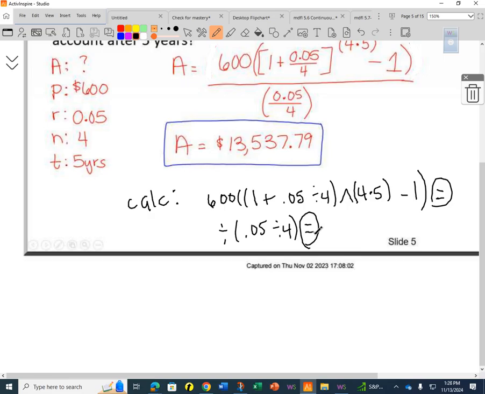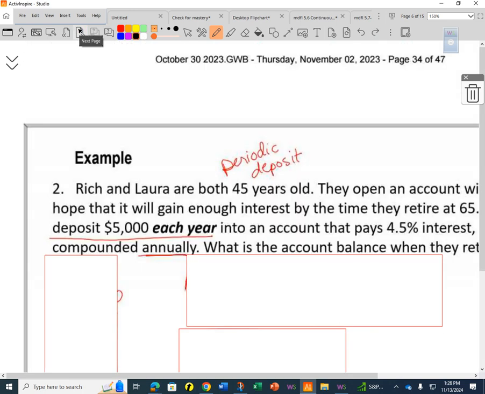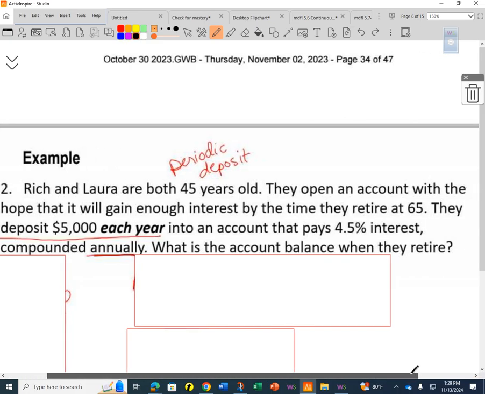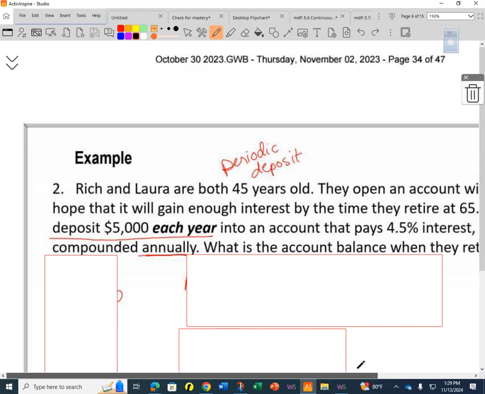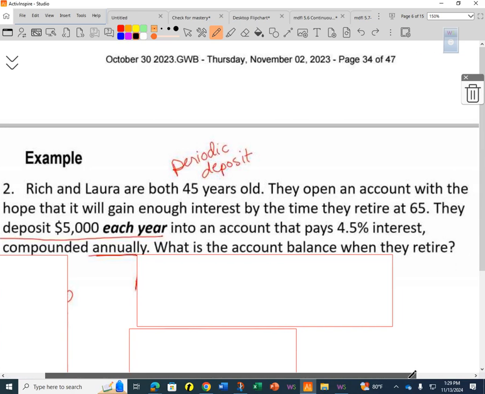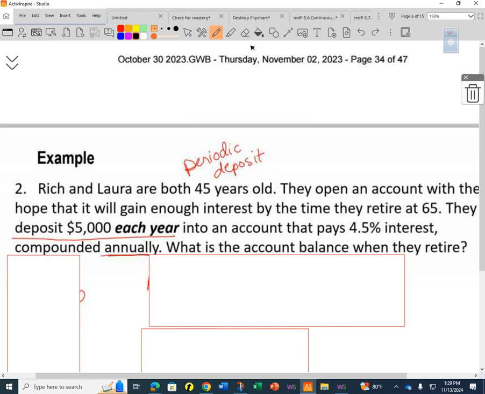This one's on version 2, right? Any questions on this one? Did you get it? All right. So now, Rich and Laura are both 45 years old. This is very similar. They open an account with the hope that they'll gain enough interest by the time they retire at 65. They deposit $5,000 each year. That's your hint that it's a periodic deposit. You can have these things written in your notes. It tells us that they get 4.5% compounded annually. What is the account balance when they retire?